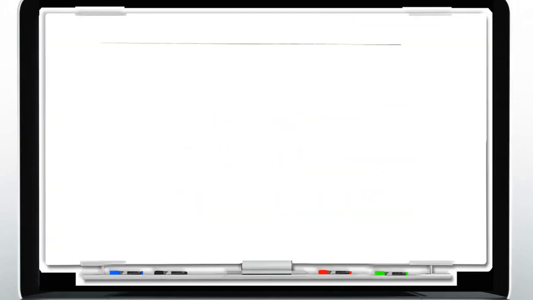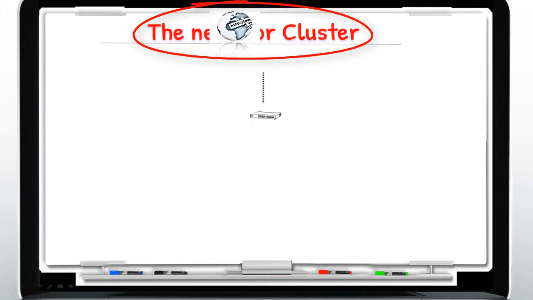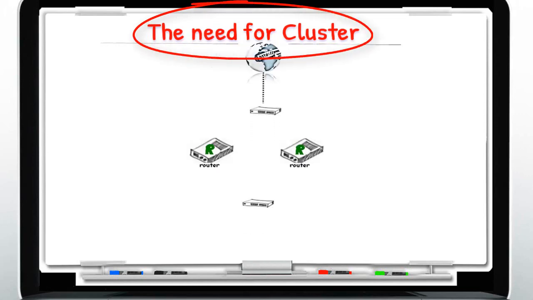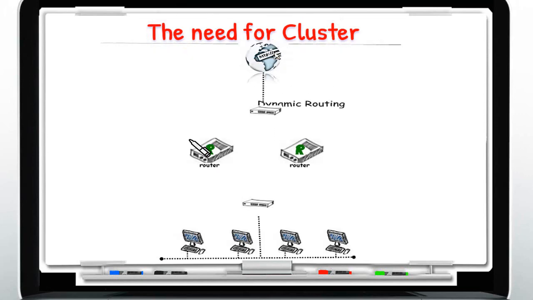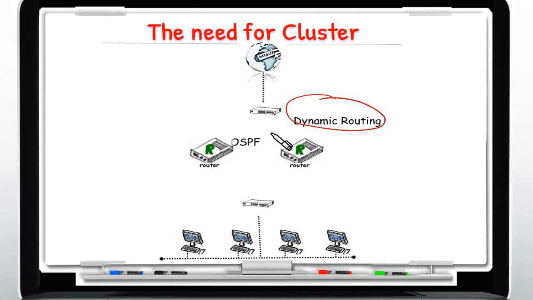And so before discussing VRRP, let's take a few moments to discuss why you would need to have VRRP. Let's take a look at some other solutions instead of VRRP. Primarily, I've seen customers use dynamic routing to redistribute the load in case of a network failure. Some customers will use dynamic routing like OSPF and RIP.